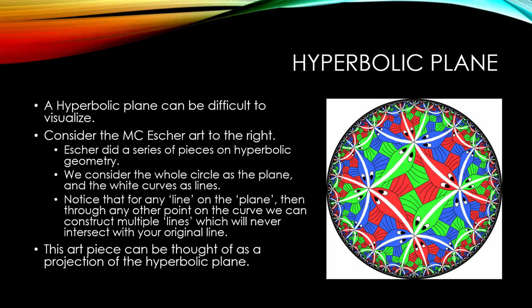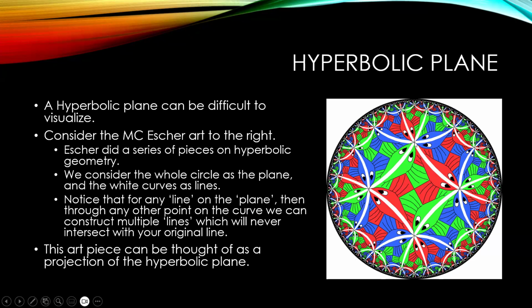A hyperbolic plane can be difficult to visualize, and M.C. Escher did one of the best jobs of creating the visual for what a hyperbolic plane would look like. And so he actually did a series of pieces on hyperbolic geometry. We consider the whole circle as the plane, and the white curves would then be lines which are on the plane. And so notice that for any line on the plane, then through any point on the curve, we can construct multiple lines which will never intersect your original line.